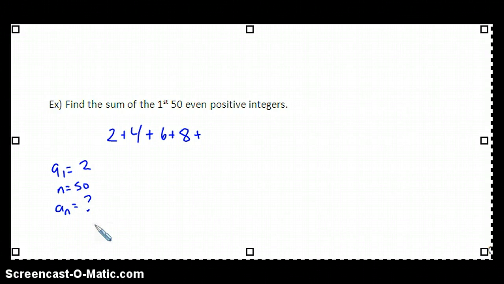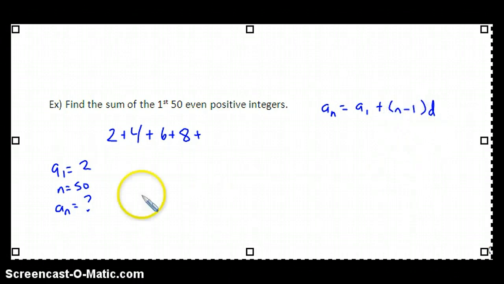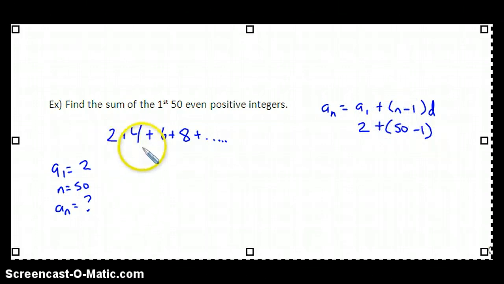So what I want to do is plug that into my arithmetic sequence formula. I remember that my arithmetic sequence formula is this. And in this sequence here, if it keeps going till it's 50 numbers total, I know that we start off with a 2, so that'd be my a sub 1. I know there's 50 numbers altogether, and I know that the common difference between each of these numbers is 2. So from here to here is 2, from here to here is 2.